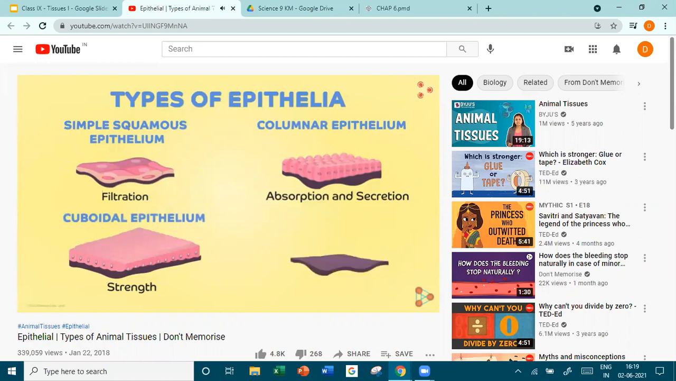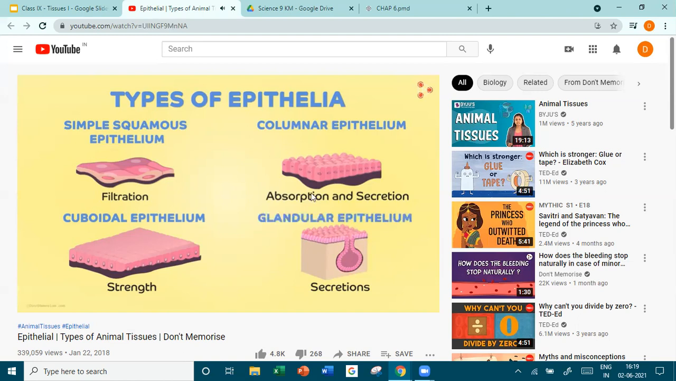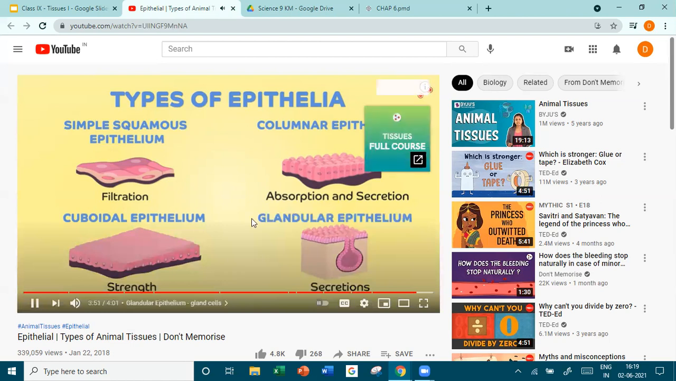Lastly, we have certain organs that need specialized secretions. So in such cases, we need to modify a few cells that would perform secretion of specific chemicals like hormones or enzymes. These are called the gland cells, and the epithelium consisting of such type of cells is called the glandular epithelium. Well, this was about the epithelial tissue in short.